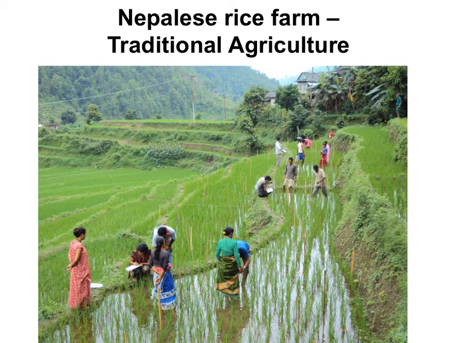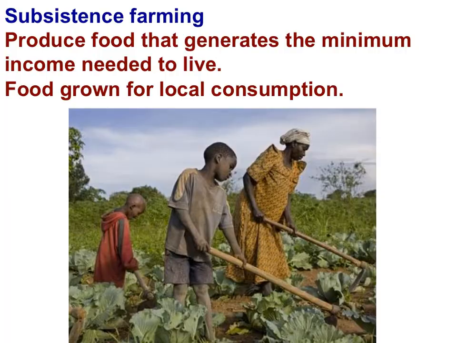So let's turn our attention to the traditional subsistence farm. On the traditional intensive rice farm of Nepal or India, the land required is less, but the human labor required is quite high, as you can see in this image. Subsistence farming is the production of food to generate the minimum income needed to live. Subsistence farming grows food for local consumption.